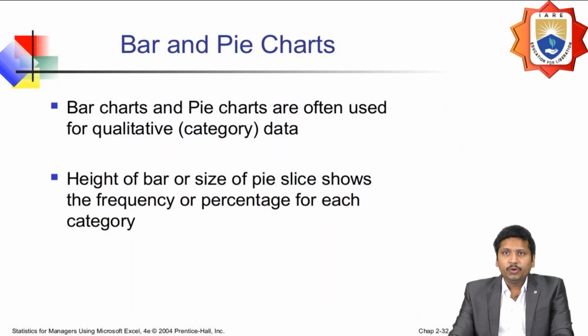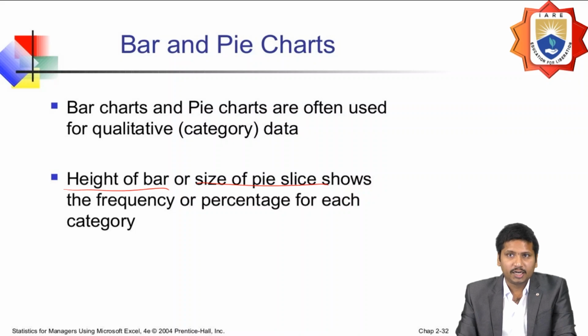For this we have different types of bar charts and pie charts. I already covered some topics related to the bar chart and pie chart. They are often used for representing qualitative data, which we call categorical data. The height of the bar should be considered, and the size of the pie shows the frequency and the percentage for each category. So that may be the bar chart and pie chart.